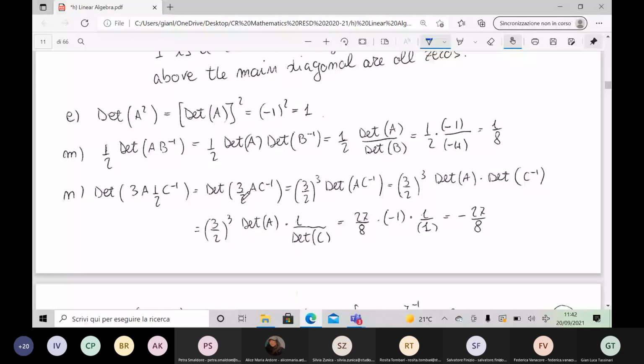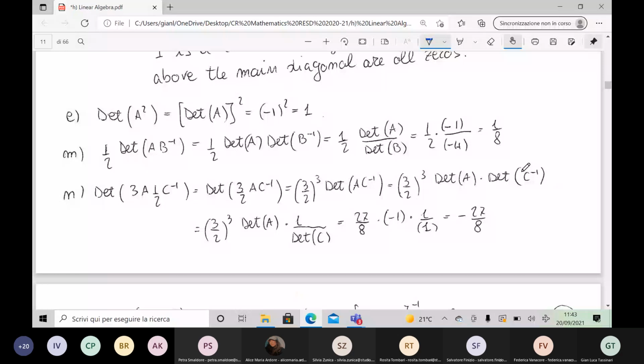So we can take 3 over 2 outside of the determinant, but 3 over 2 is a multiplicative constant, a constant that multiplies a matrix. What is the dimension of this matrix? The matrix coming out from the product is a 3 times 3 matrix, so you have to raise it, remember, to the power 3, because this product is a matrix of order 3. So raise the constant to the power 3. Then, Binet's theorem: the determinant of a product is the product of the determinants. So you see, I copied it, and again, the determinant of the inverse is the reciprocal of the determinant of C.